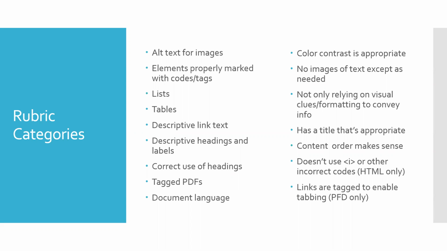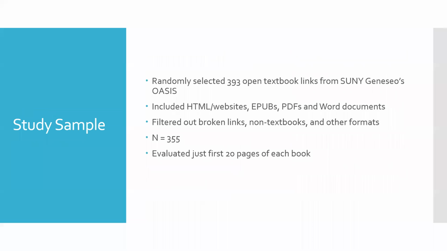So don't rely on color to convey information, essentially. It has an appropriate title. The content, again, is worded to make sense. They don't use incorrect HTML code that is outdated, and links are tagged to enable tabbing for PDF. So those were our categories.